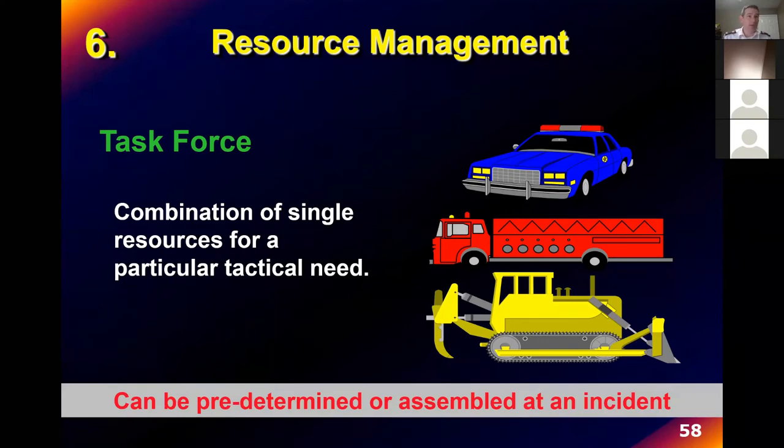This task force may be predetermined or assembled at an incident, using what is available there. So with a task force, we're looking at a combination of different types of single resources for a particular tactical need. Police is one type of resource, fire, bulldozer, we need them all together. We can put a task force together. You are now going out to protect that structure that may be impinged by wildfire. You're a task force for that.